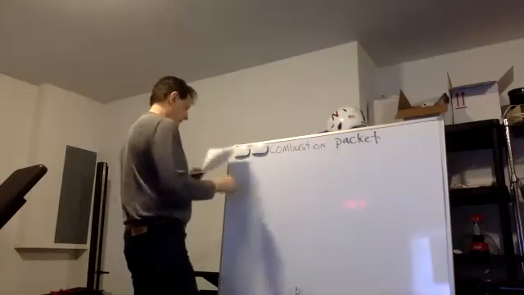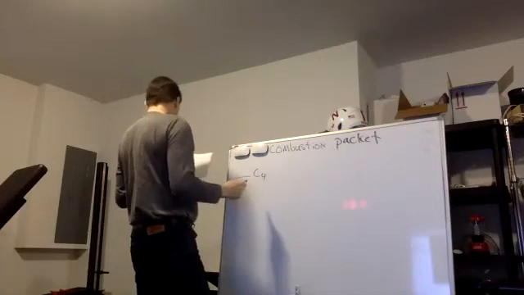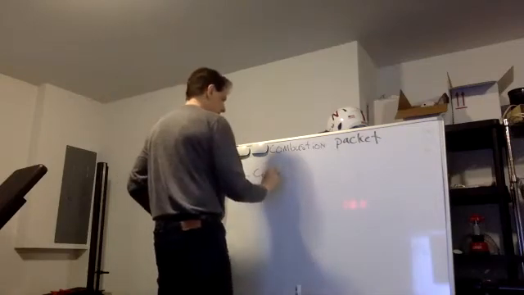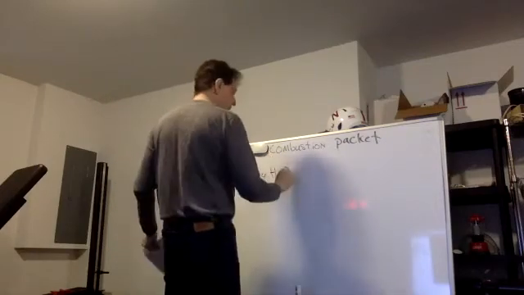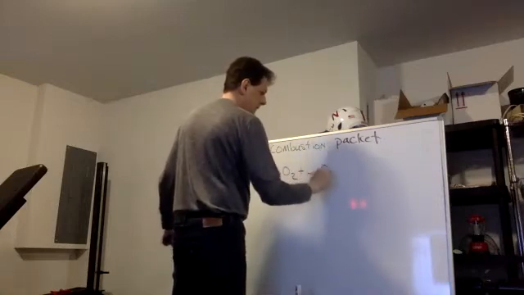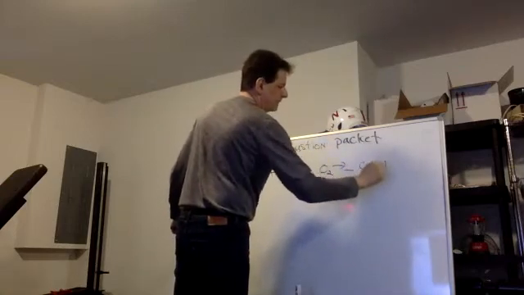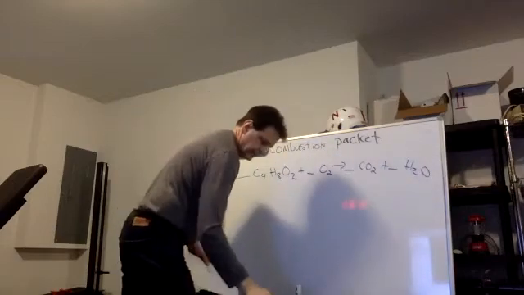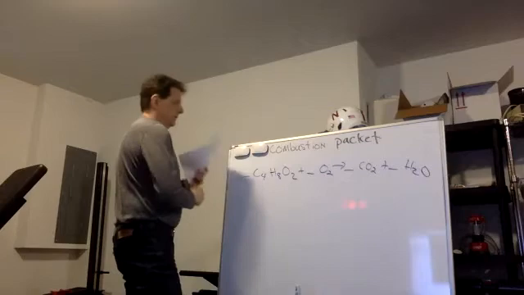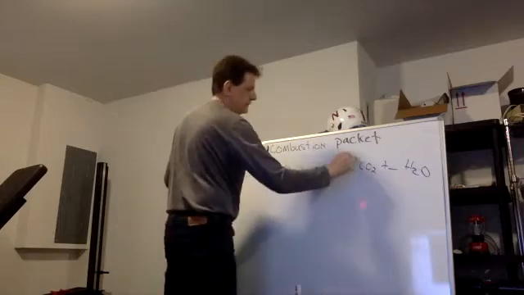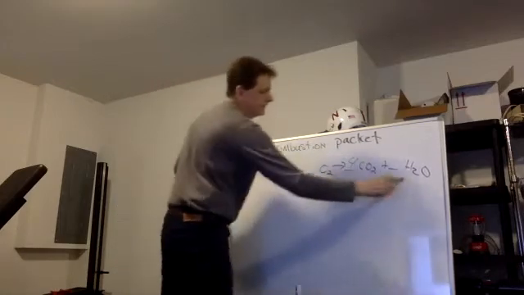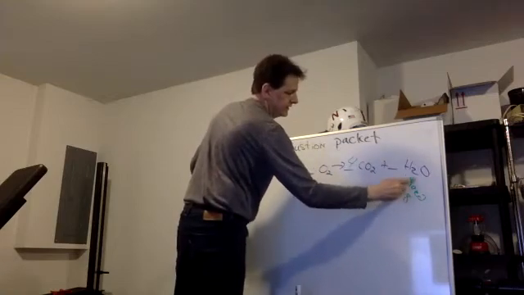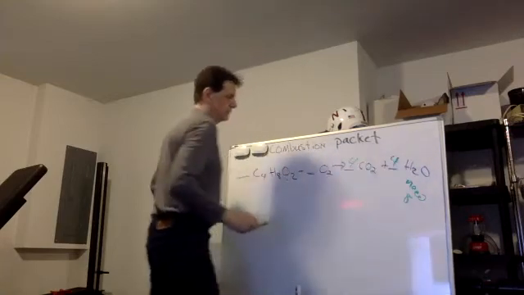Next up, we got C4H8O2. So let's do carbon. Carbon's 4, so your need here is 4. Hydrogen 8. The need here is 8. 2 goes into 8 4 times.